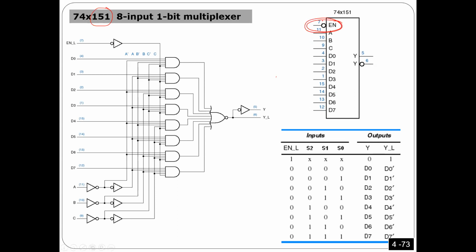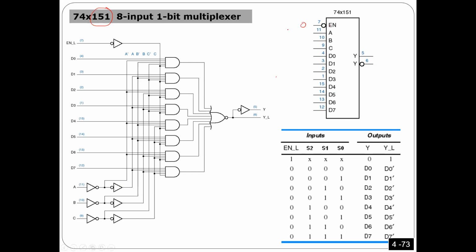Can anyone tell me, when you see a bubble this way, what it means? It means active low. To activate the enable, the input has to be low. So if I want to enable it, I have to input 0. If there is no bubble and it is connected this way, we call it active high, so to enable you have to input 1. But in our case here, 0.